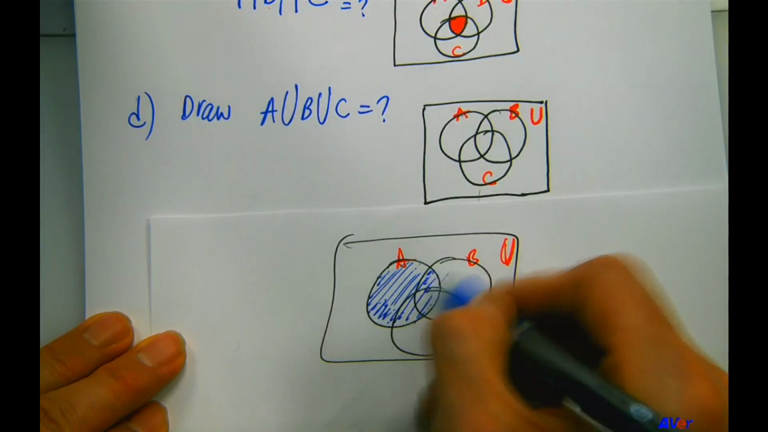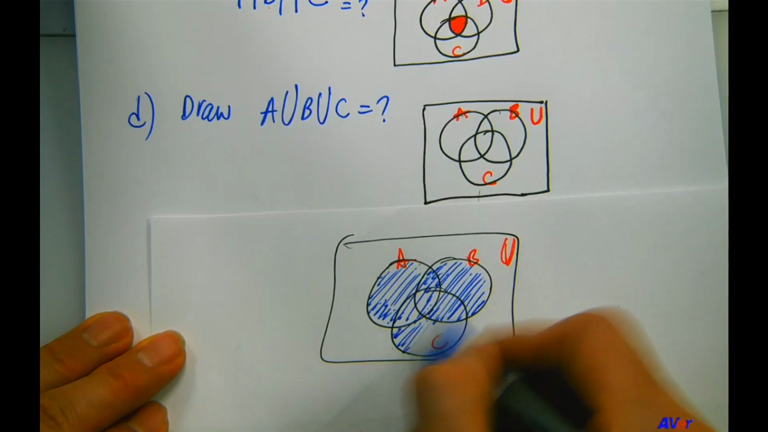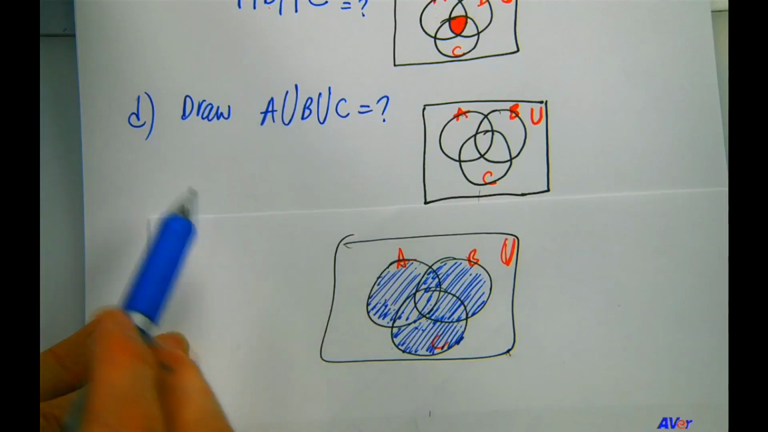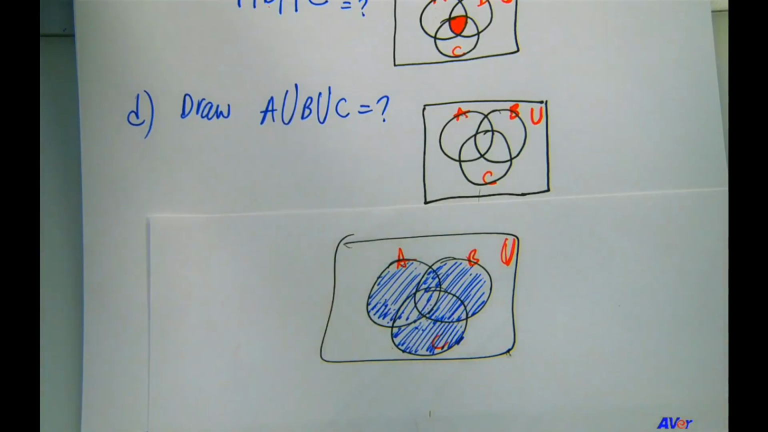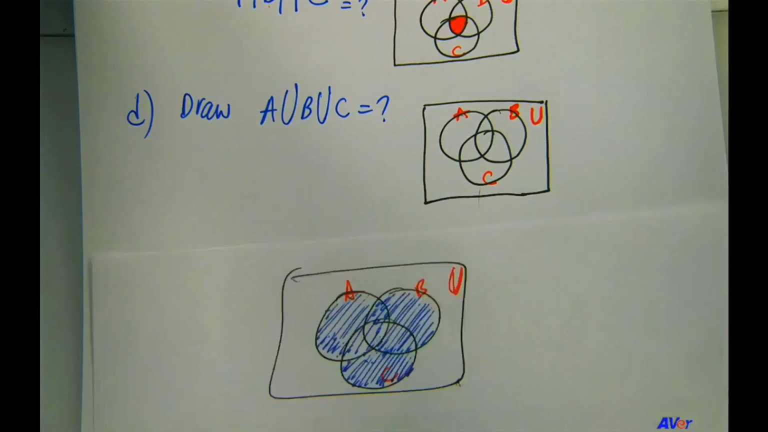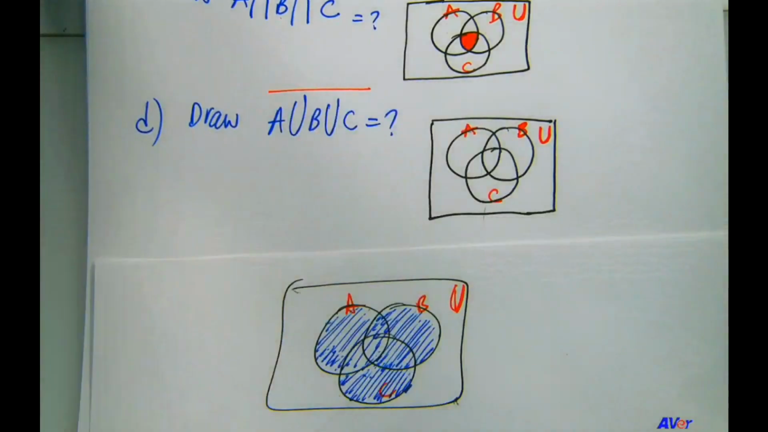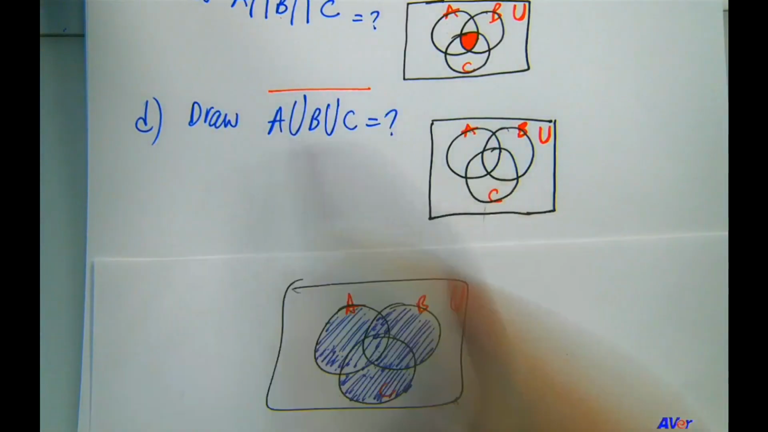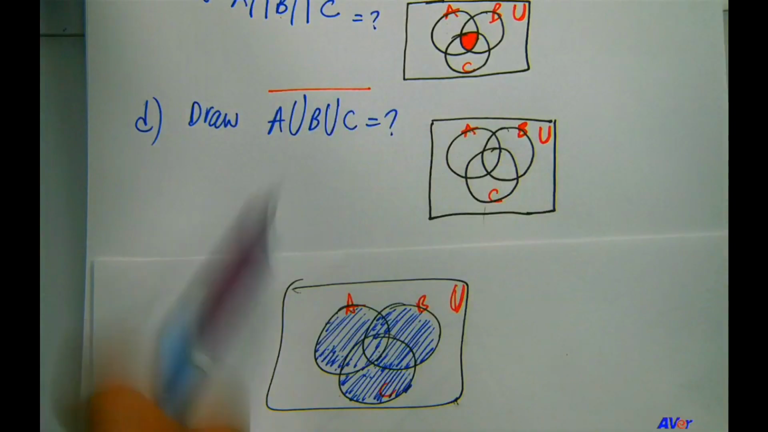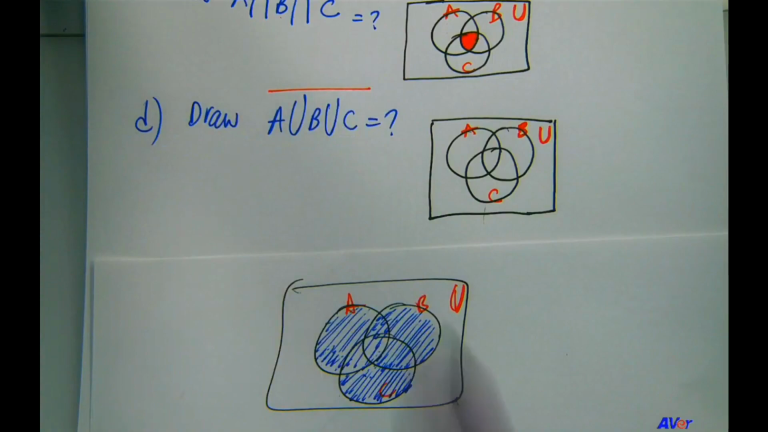But that's too easy, right? Let's change that a bit. For those of you who might be interested, what you see here is A union B union C. But that's too easy, so let's make it A union B union C bar. In other words, the complement of this. So we're not looking for A union B union C anymore. We're looking for A union B union C bar, so the complement of this.